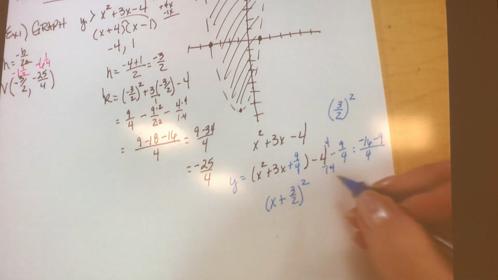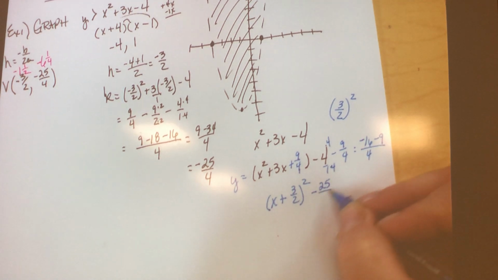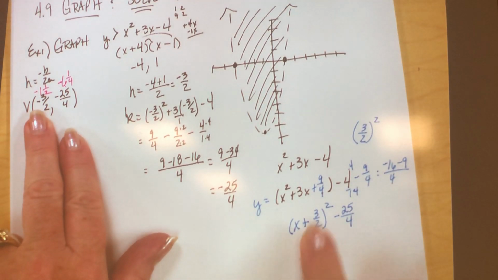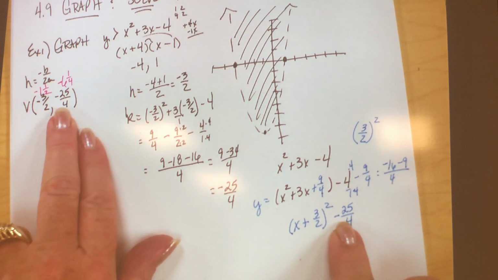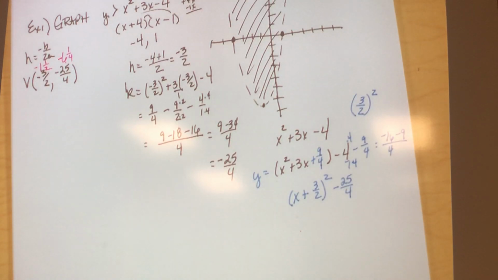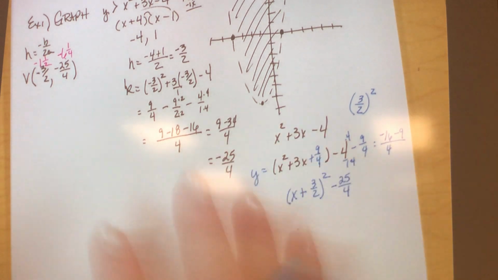These are like signs, so I add and take the sign of both. Is my vertex the same as this vertex up here? Yes. There's that -3/2. Change the sign and keep the sign. And -25/4. Okay? So, pretty cool. Are y'all okay? Does everybody know all that?